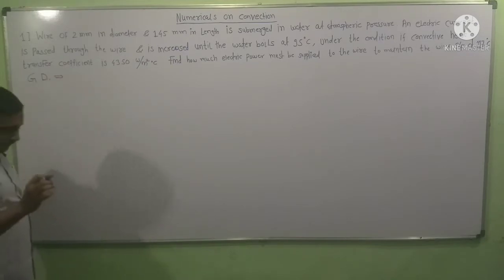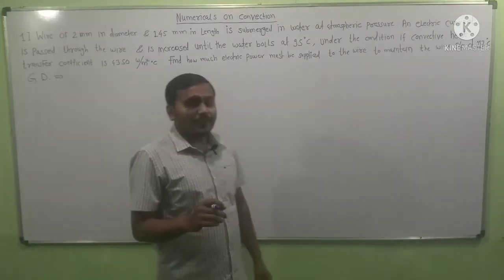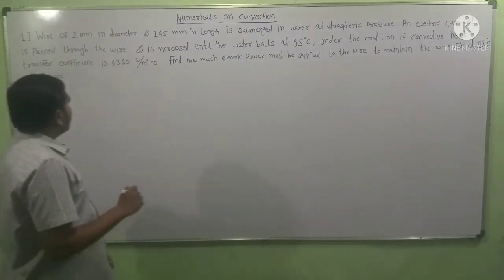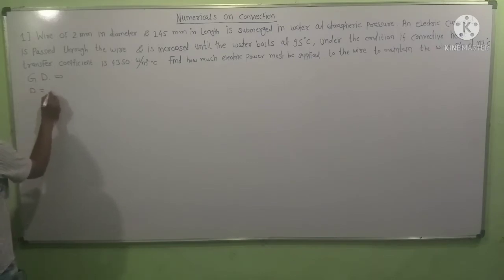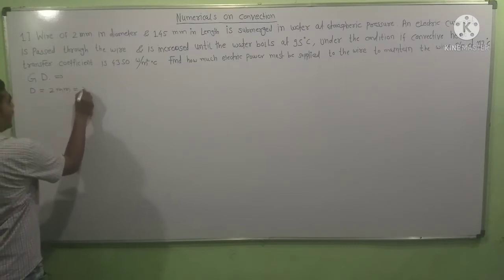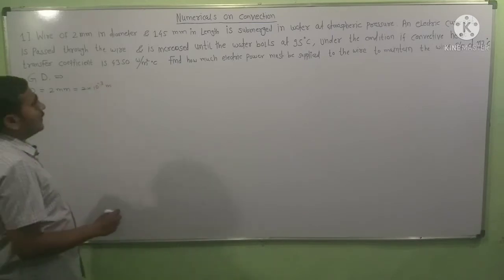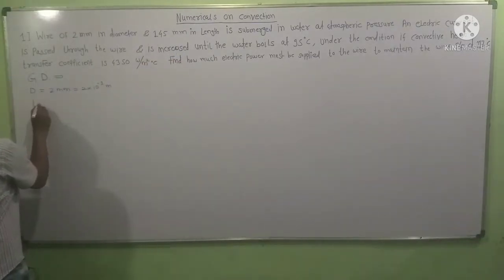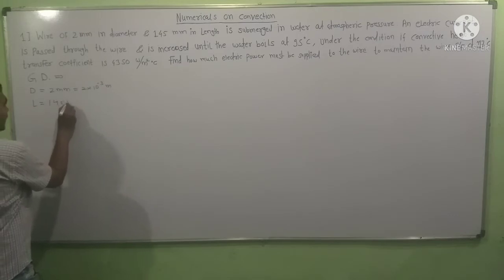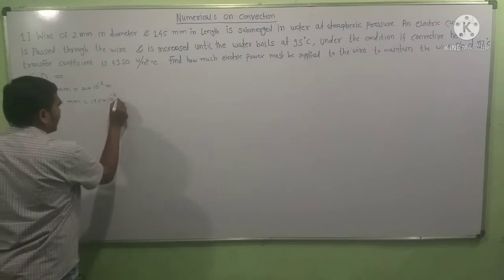Whatever theory there is, I have given in our previous lecture regarding this. So they have given the diameter of a wire, 2 mm, that can be written as 2 into 10 raised to power minus 3 meter. After that they have given the length, 145 mm, which equals 145 into 10 raised to power minus 3 meter.